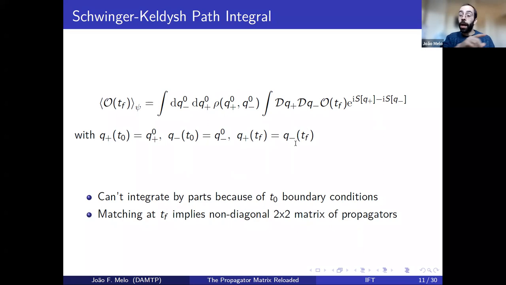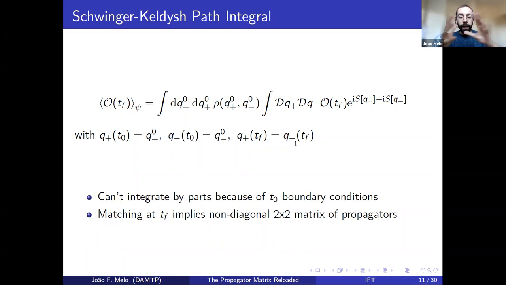So instead of just having two propagators, or even one propagator that we usually like, we have a 2x2 matrix of propagators. And this is what's usually the crux of Schwinger-Keldysh. You have twice as many diagrams. You have Q plus, Q minus, and you have mixing between them. It gets more involved. It gets technically more cumbersome, because we have so many more diagrams, but we can do this. It's something we can work with.